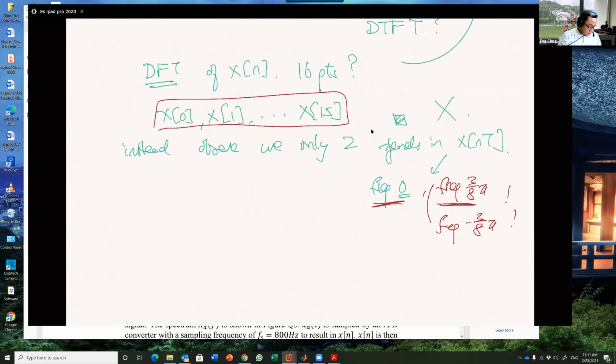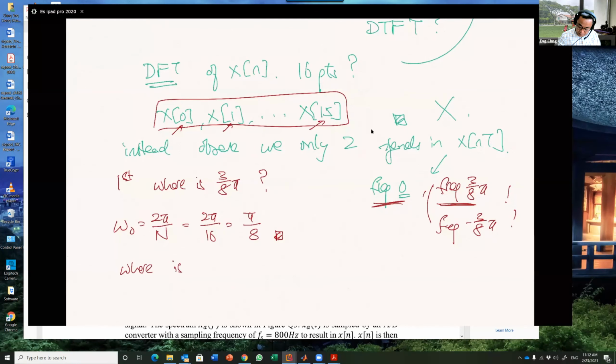All right, so the first thing is, where is 3 over 8 pi? Which frequency is 3 over 8 pi? If you remember, omega naught equals 2 pi over N, 2 pi over 16, pi over 8. Where is k for 3 over 8 pi? The answer is k must be equal to 3.